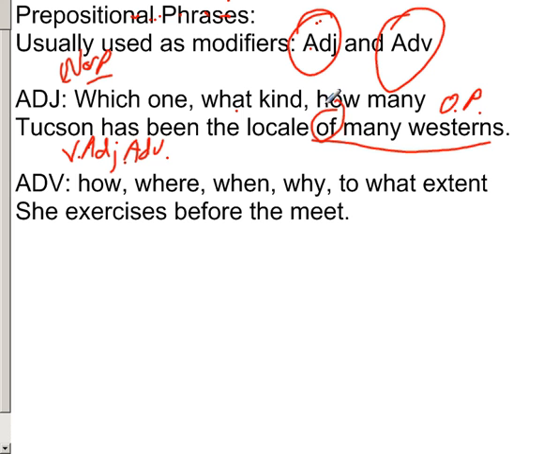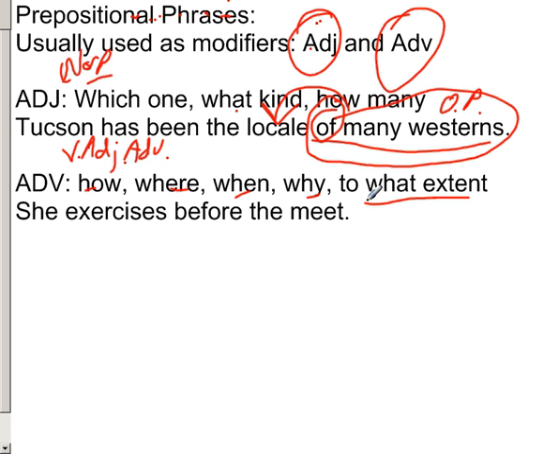Now, the locale is being modified by of many Westerns, which tells you it's an adjective. It tells you what kind of locale: of many Westerns, okay? So that is an adjective. An adverb answers how, when, where, why, and to what extent.